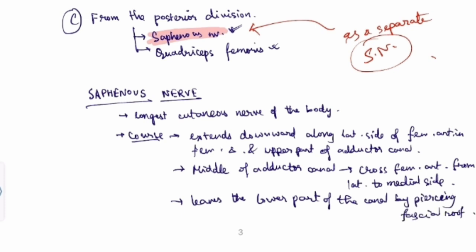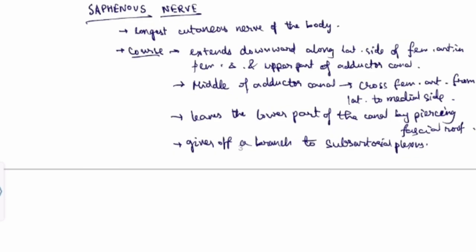It is accompanied by the saphenous branch of the descending genicular artery, I hope you remember. And it gives off a branch to the subsartorial plexus while leaving the adductor canal. Now, this is before the knee, in the thigh. Going on to the knee, it is present on the posteromedial surface of the knee.